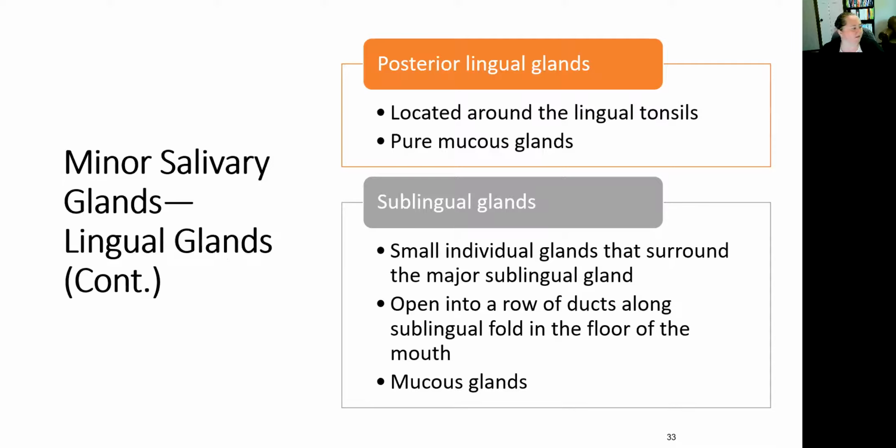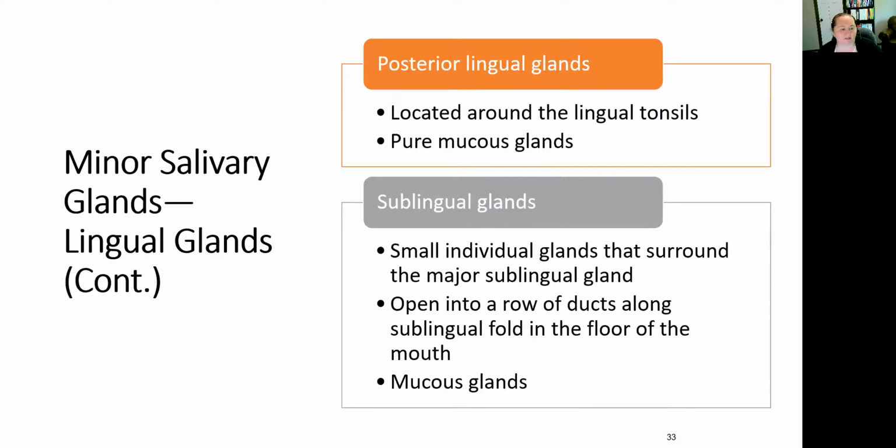All right, Kate, can you go ahead and read the first one here? Posterior lingual glands located around the lingual tonsils and pure mucus glands. Okay, so pure mucus glands, these are located on the lingual tonsils or around the lingual tonsils.